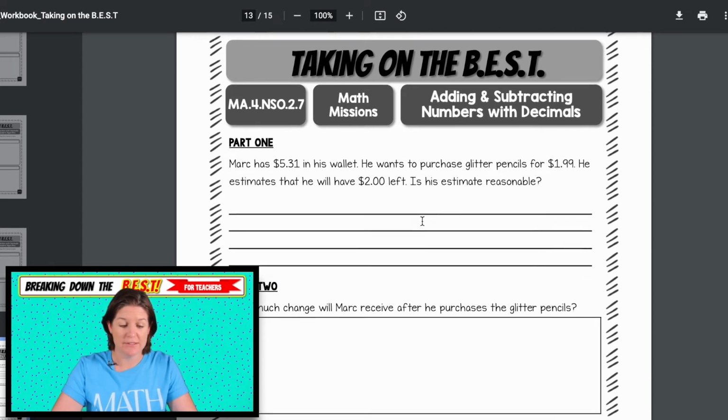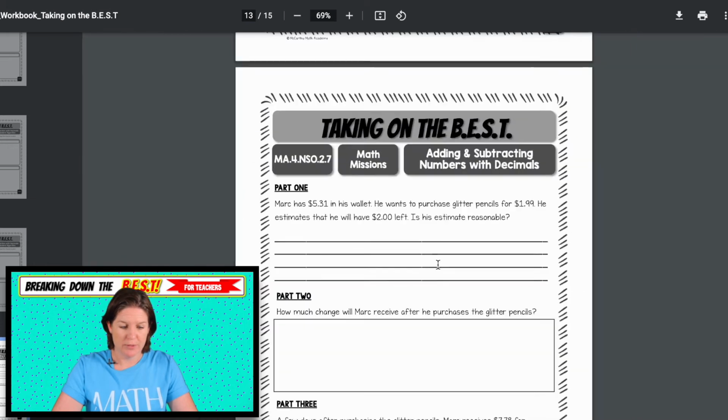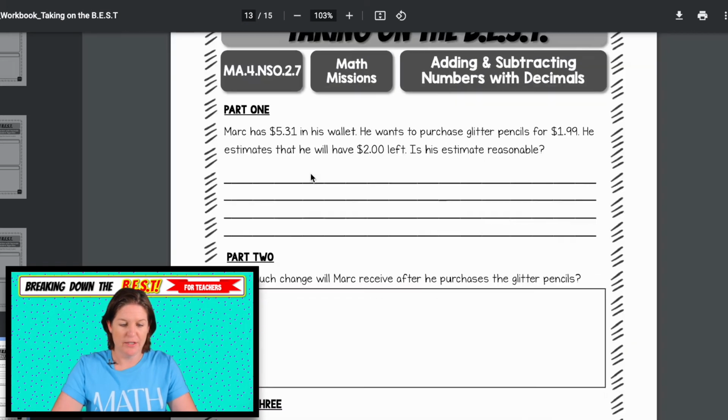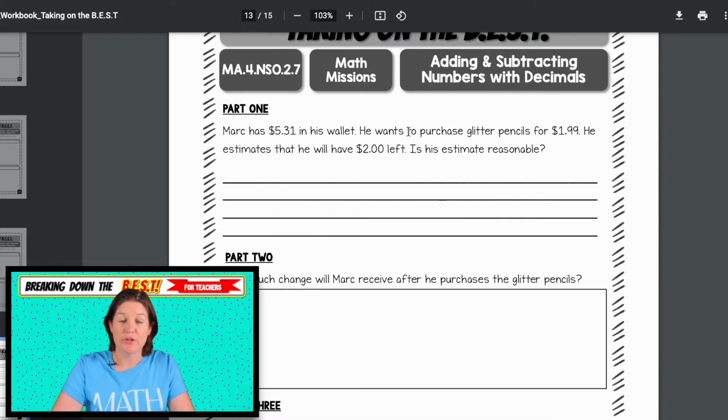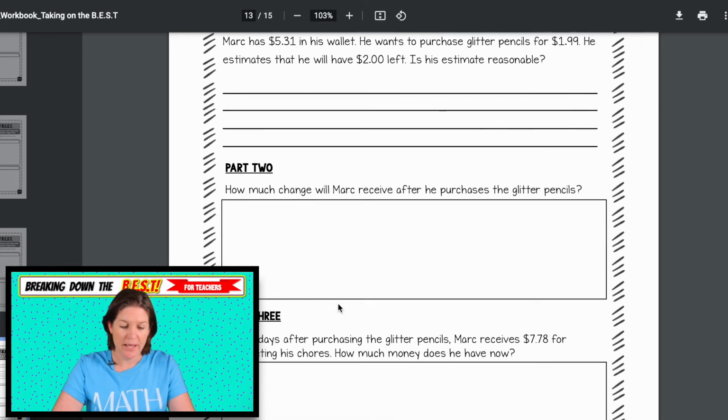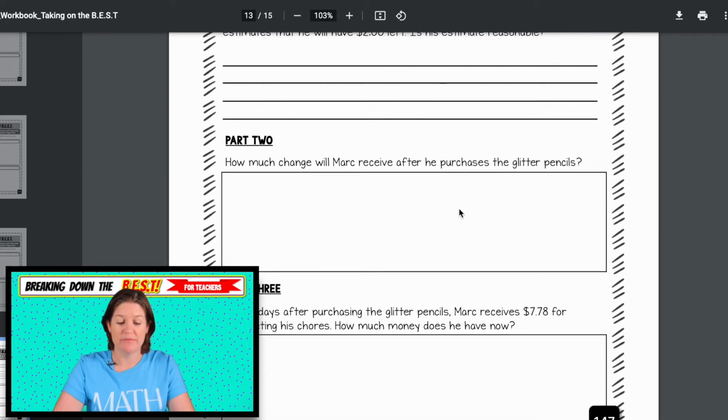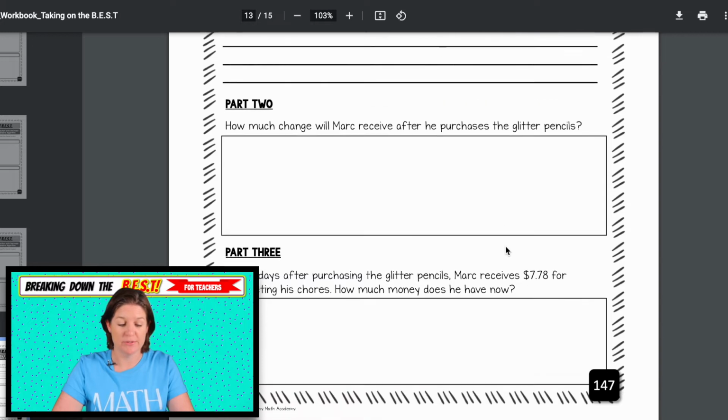It's like a math task. So here we can see that Mark has $5.31 in his wallet. He wants to purchase glitter pencils for $1.99. He estimates that he will have $2 left. Is his estimate reasonable? Explain. How much change will he receive after he purchases the glitter pencil?